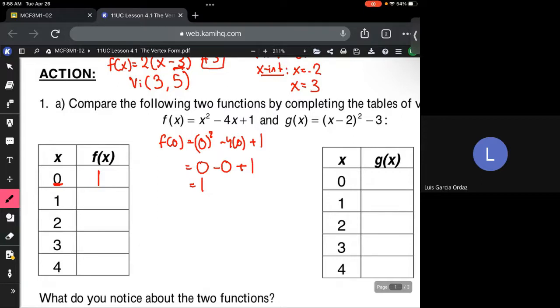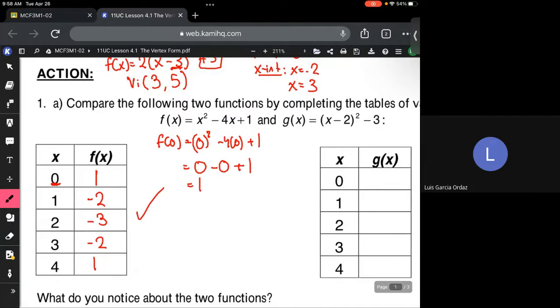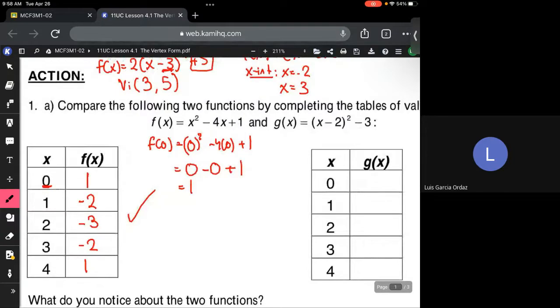Can someone tell me the y values for f of x? Rebecca. 1, -2, -3, -2, and 1. Perfect. So that's good. So, as you can see here, if you go to g of x, if I were to ask you to give me my vertex, what would my vertex for g of x be? Rita. 2 and -3, which means when x is 2, my y value is -3.